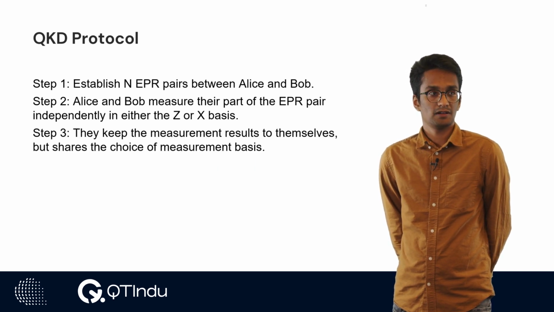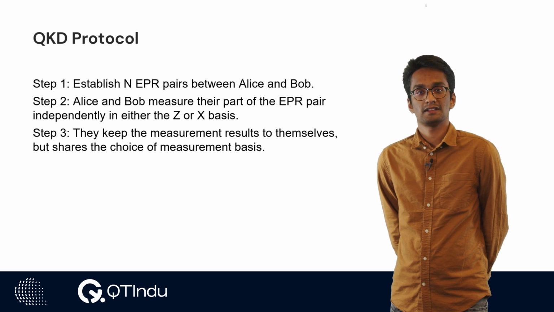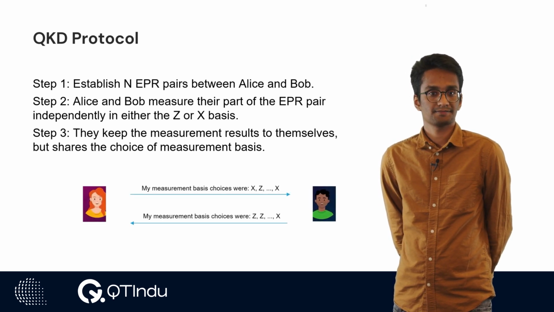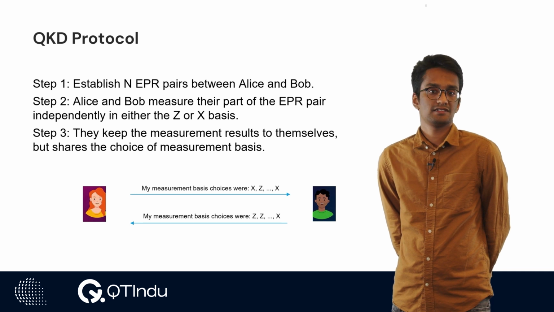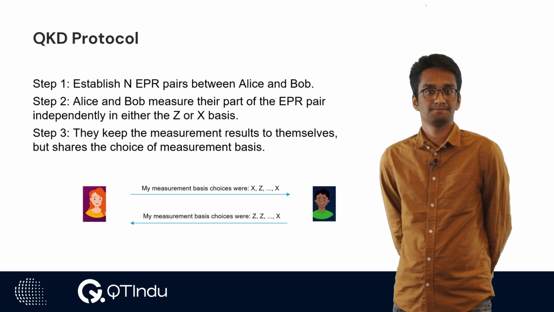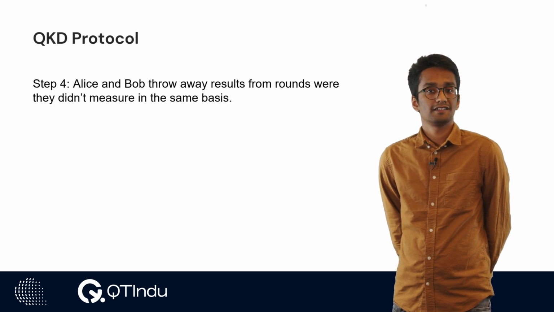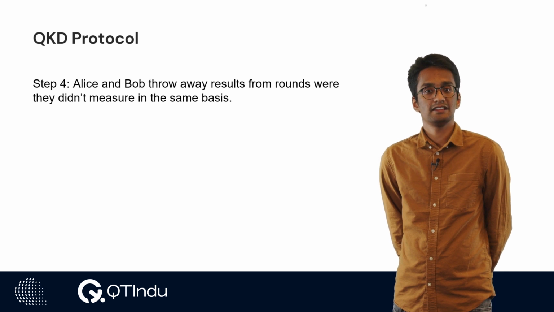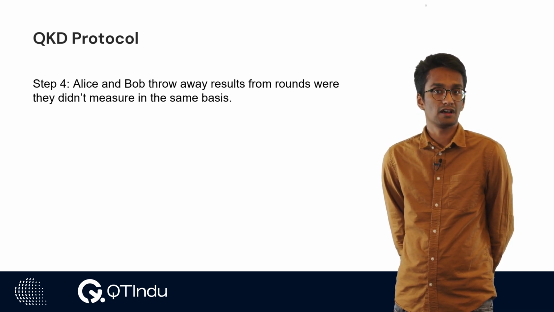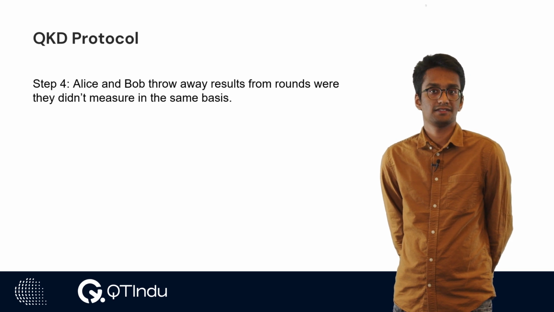In the next step, they keep the measurement results to themselves, but share their choice of measurement basis. Alice and Bob each share their choice of basis with one another at the same time. In step 4, Alice and Bob throw away the results from rounds where they didn't measure in the same basis. They are only interested in the rounds where they measured in the same basis.